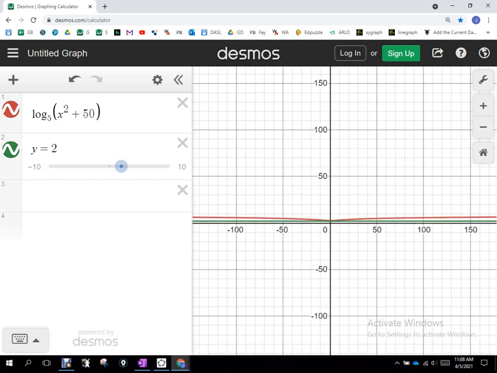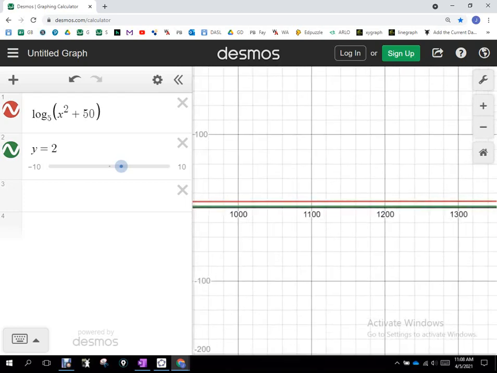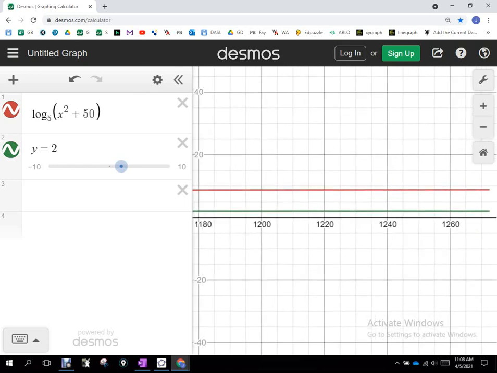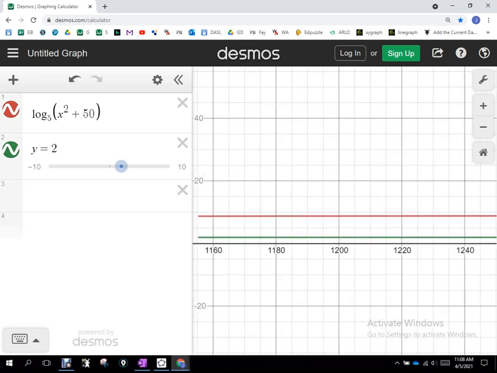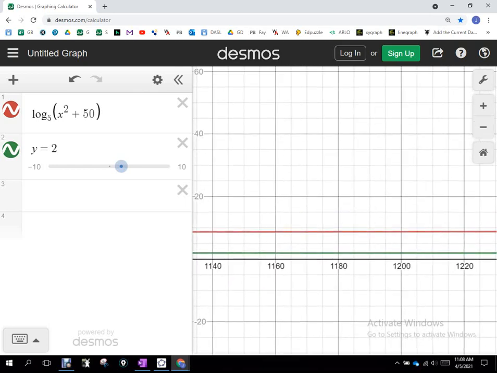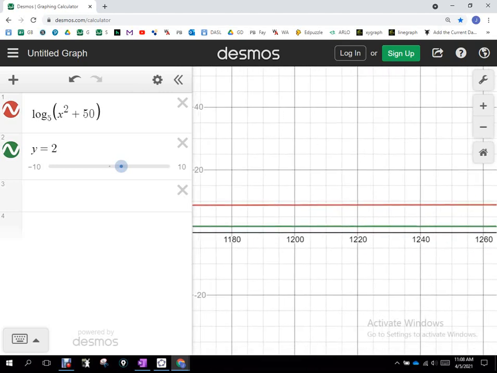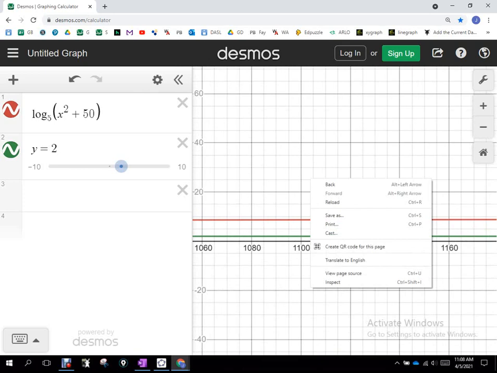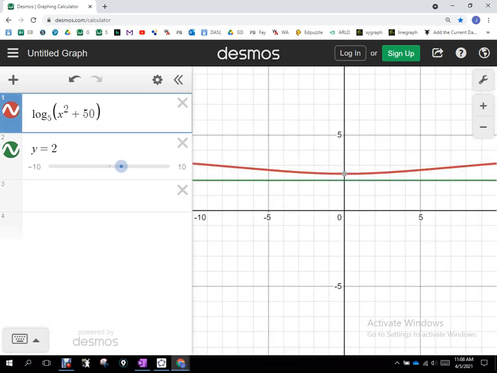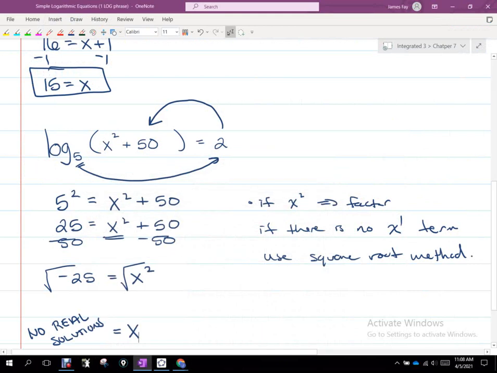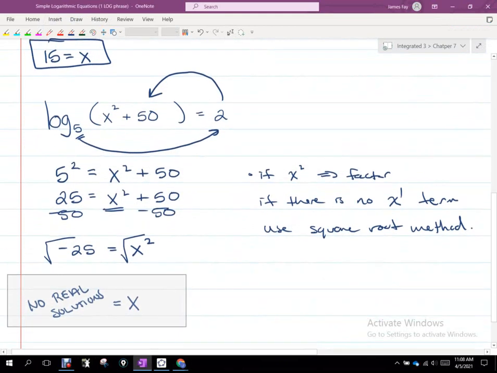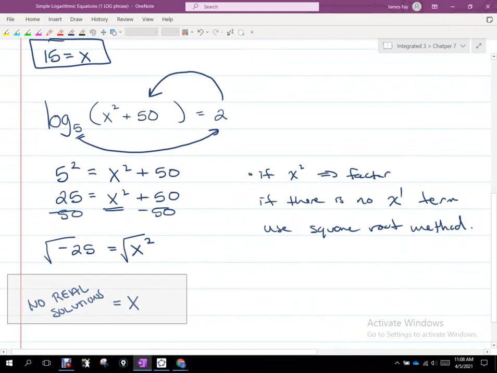Do they cross paths? I zoom all the way out here. Is the green going to intersect the red anywhere? No. What actually happens is that the distance between the red and the green is going to increase forever as we move further to the right and to the left. Those two never intersect, and that might shed light on why we have no real solutions.